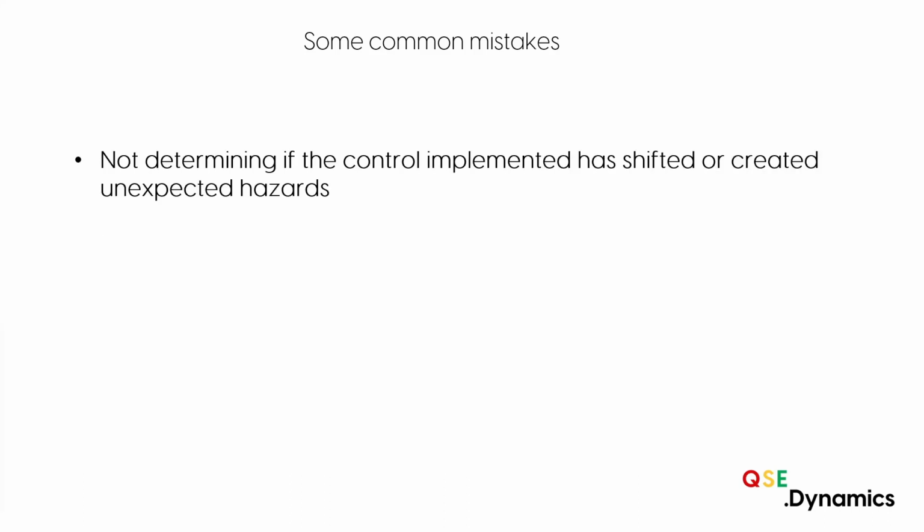Another common mistake is not determining if a control that has been implemented has just resulted in a hazard being shifted or creating unexpected ones. And in all honesty, this has happened to me a number of times where I've thought that I've implemented something that has controlled a hazard, only to find out later that, well, it's actually shifted somewhere else. And it's really helped me expand my knowledge and my ability to find proper solutions by thinking of the bigger picture. So let's go through a few of those examples.